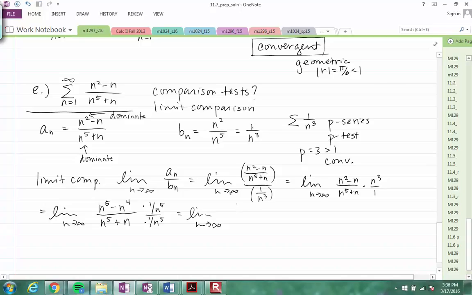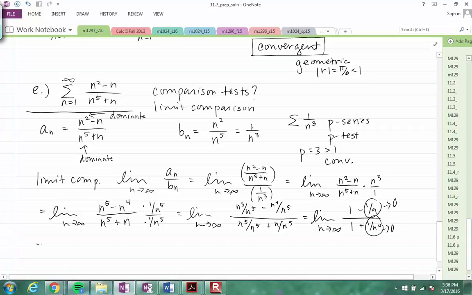So then what I'll have is n to the 5th over n to the 5th minus n to the 4th over n to the 5th, distributing on top. Down low, I'm going to have n to the 5th divided by n to the 5th plus n over n to the 5th. So I have the limit as n goes to infinity of 1 minus 1 over n, all that over 1 plus 1 over n to the 4th. So these guys are going to 0, which means my limit is 1.